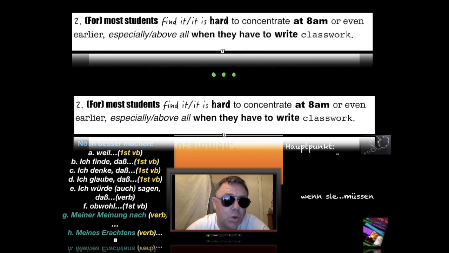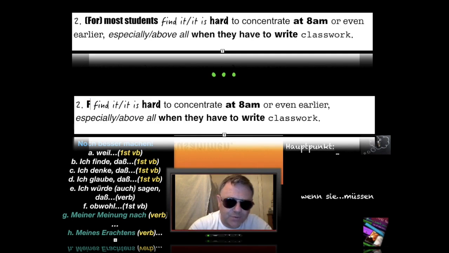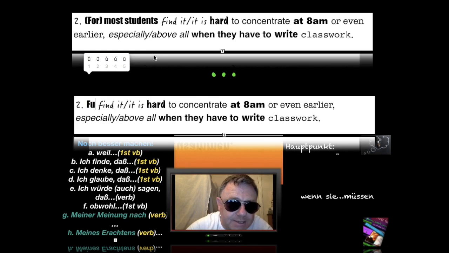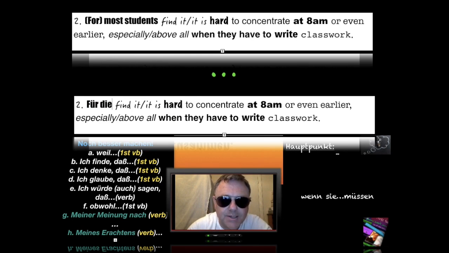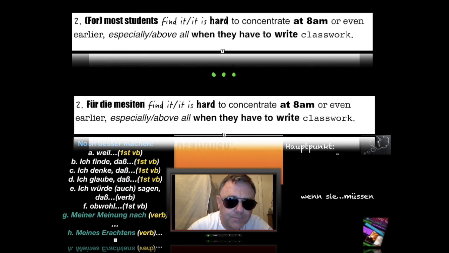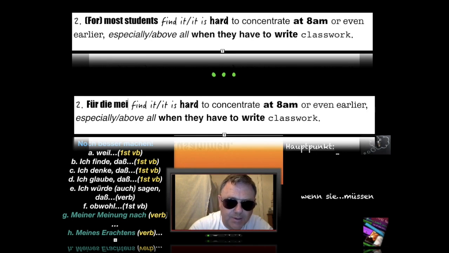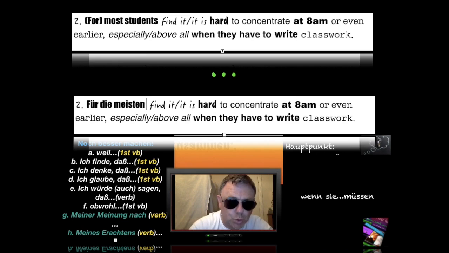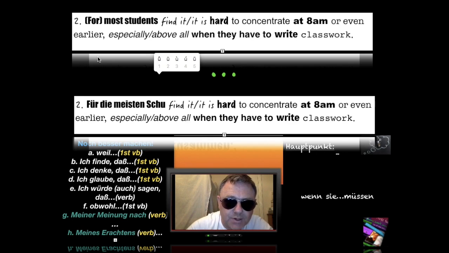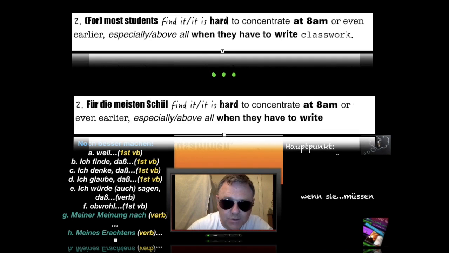Right, number 2 is this nice long sentence here. So, most students, or for most students. I could have left it in actually, but there we go. So, for most students is what we're going to calculate first of all. So, für die meisten, I'll get back there in a minute. So, meisten Schüler. So, für die meisten Schüler, for most students or pupils.